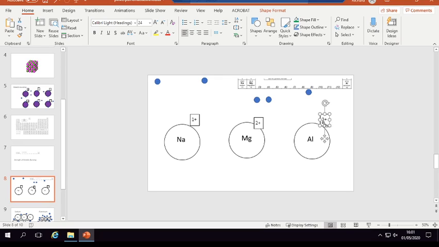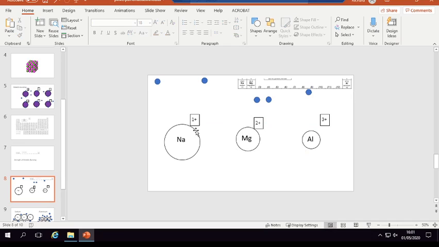Now, this aluminium here has what we call a higher charge density. It's got a very high charge. The electrons in its outer shell are going to be very, very attracted to that nucleus. So crucially, they're going to squeeze in, like we saw in the last video. Okay, so the 3 plus ion is smaller than the 2 plus, and the 2 plus is smaller than the 1 plus.